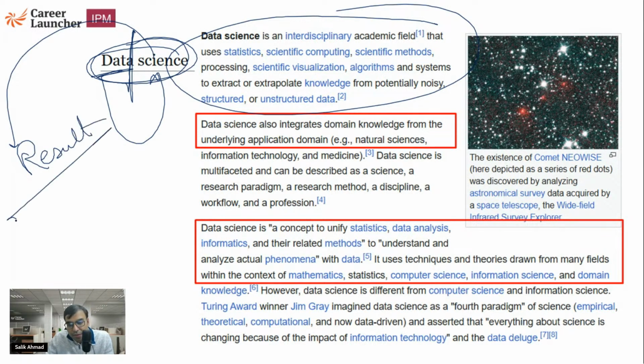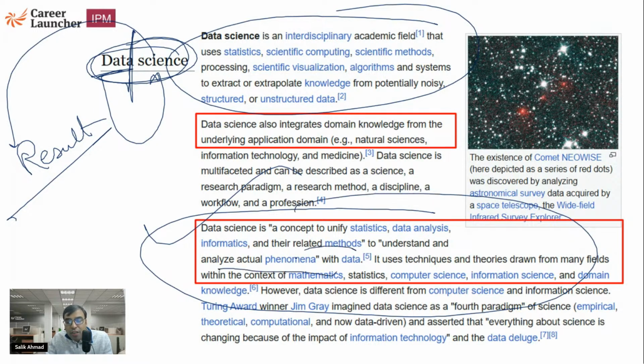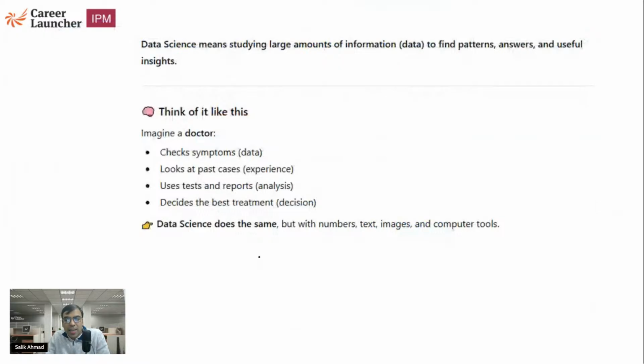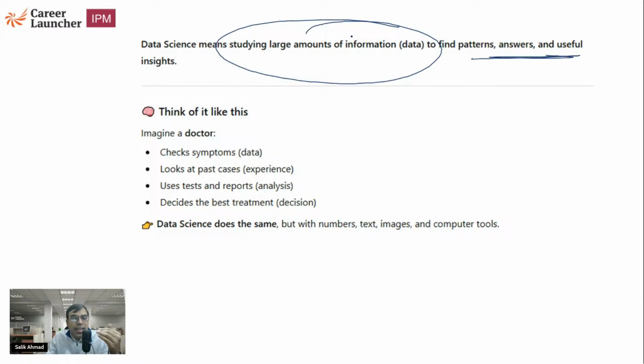Yes. So it integrates domain knowledge from underlying application, sectorized concept of refining statistics, data analysis to understand and analyze actual phenomena with data. बहुत simple सी चीज देखो, this actually should be understood in a very simple way. We are studying large amount of data information to find some trend pattern and actually come up with a result. तो मैं बताता हूँ कैसे.